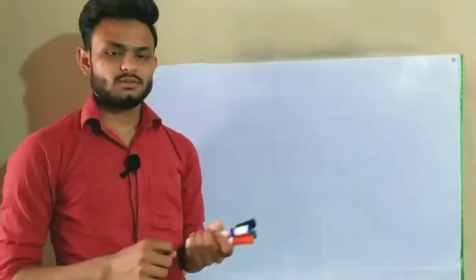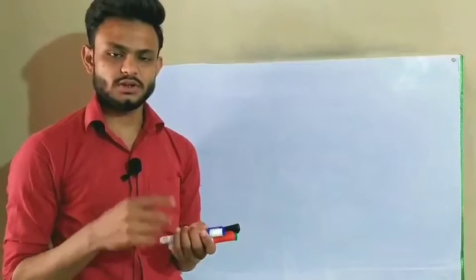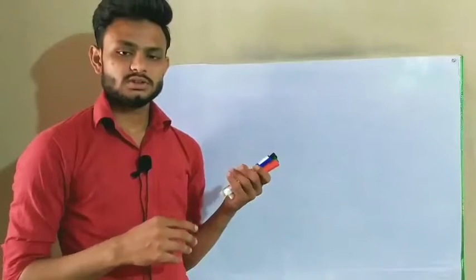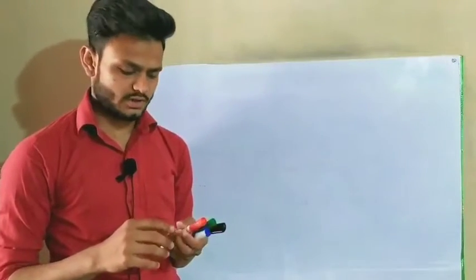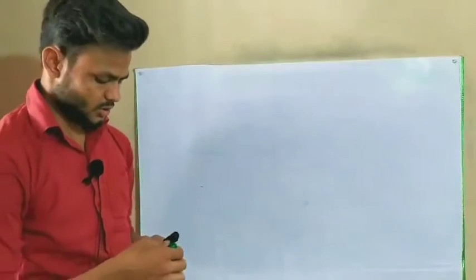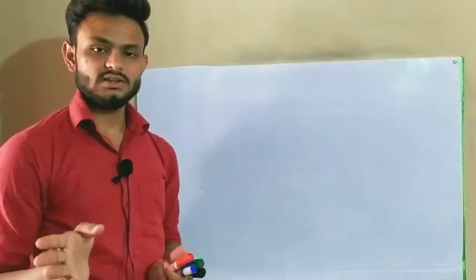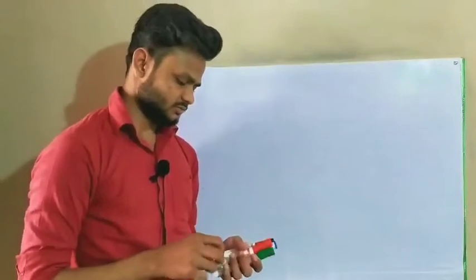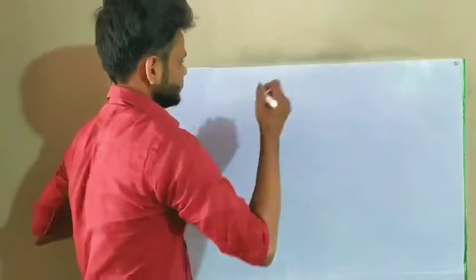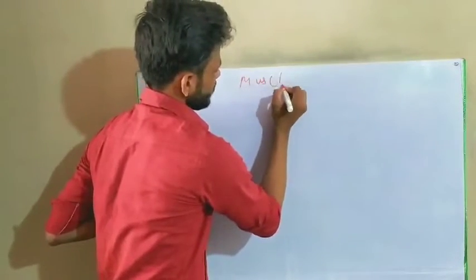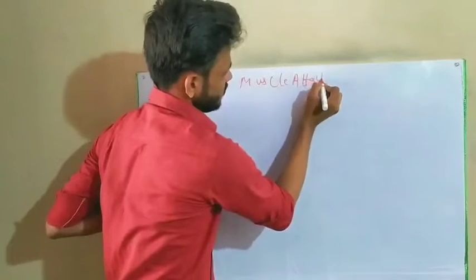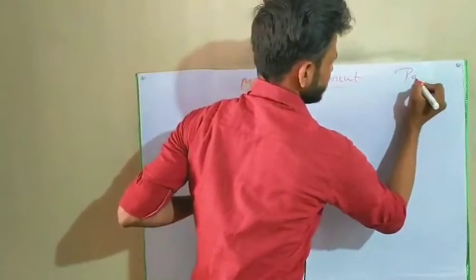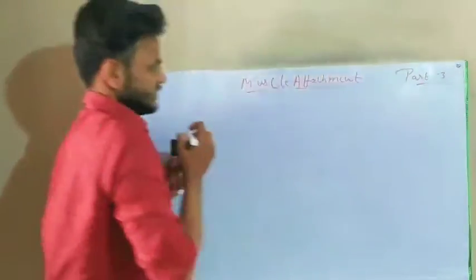In this video I will talk about the muscle attachment of the radius. In my previous video I talked about the side determination and osteology of the radius. Both videos' links are given in the description box. Now let's talk about the muscle attachment of the radius. This is our part 3, muscle attachment.